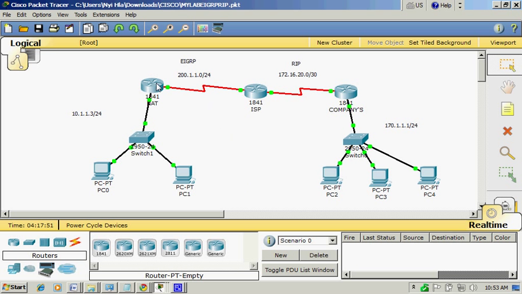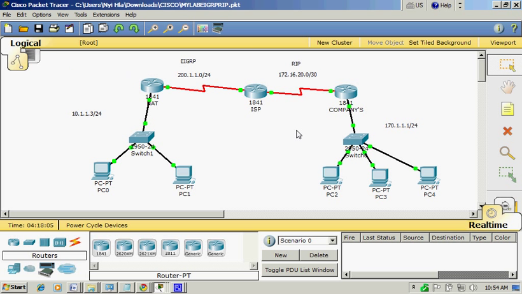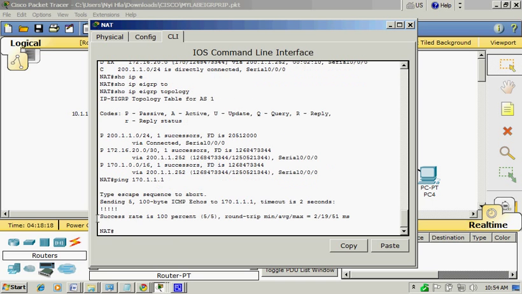And then let's ping up to over there from here. I mean, ping 170.1.1.1. Message successful. Okay, thanks.